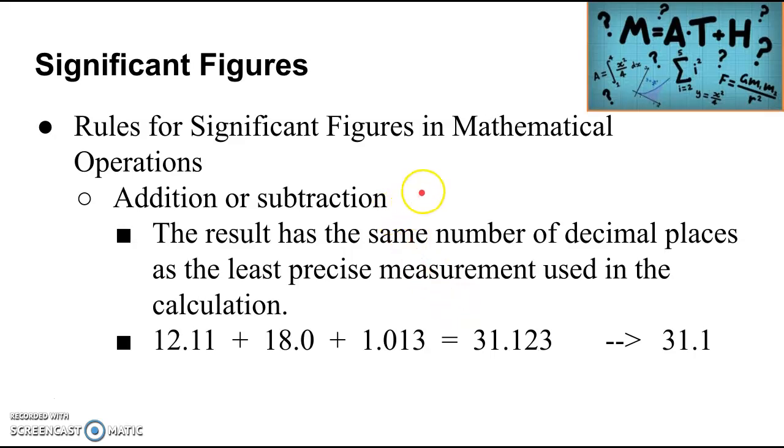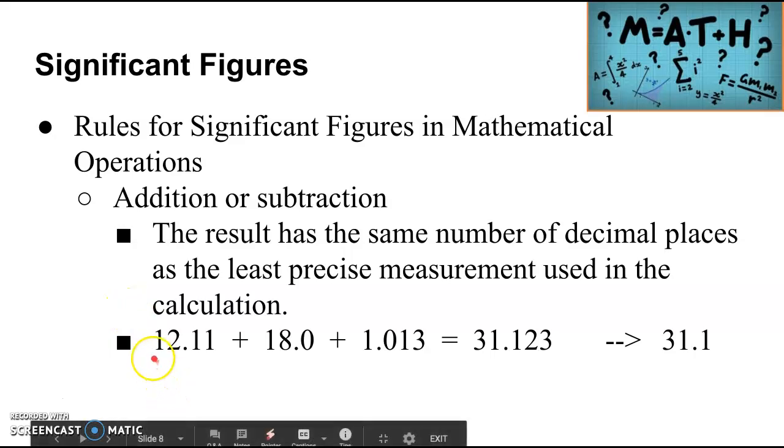Now the rule for addition and subtraction is a little bit different. The rule is the result has the same number of decimal places as the least precise measurement used in the calculation. Another example here: if we add these 3 together, the calculator shows 31.123. So we want to go by the least precise measurement.